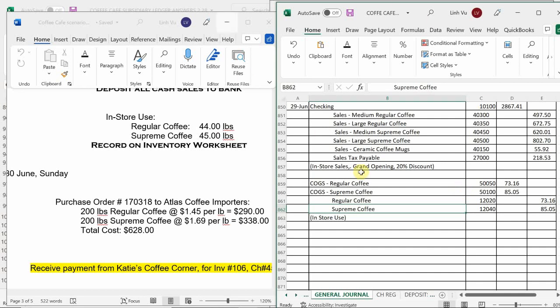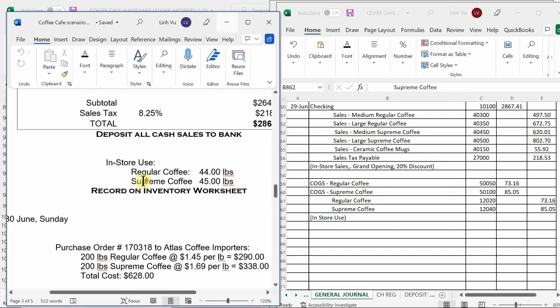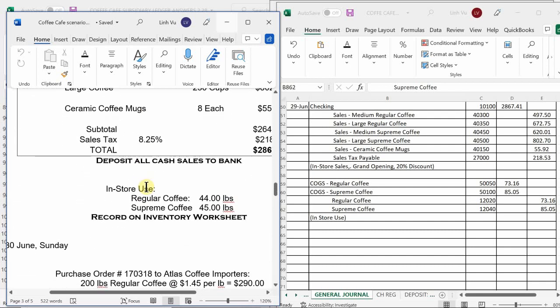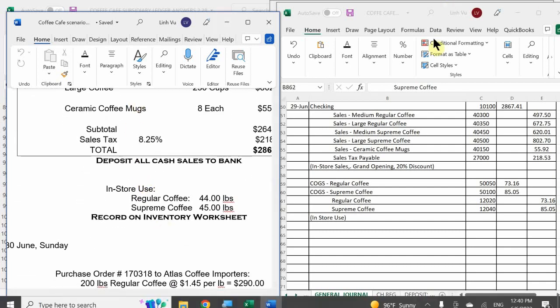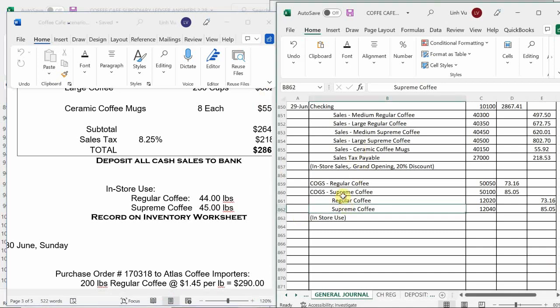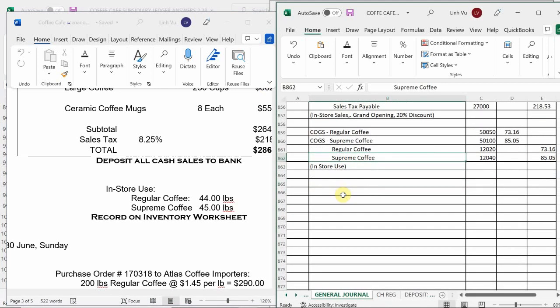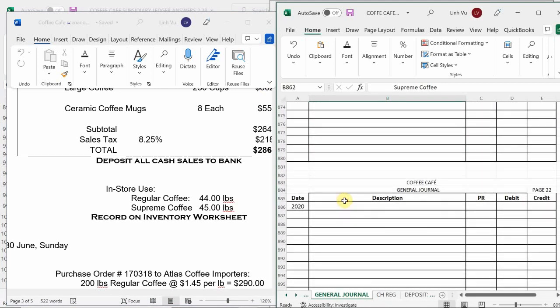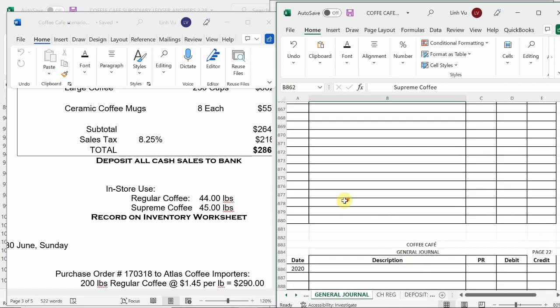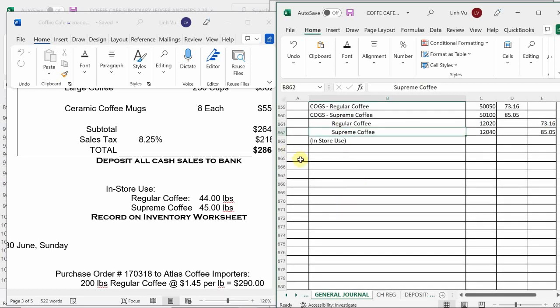This is where we last left off. We finished up June 29, we did our daily sales, we updated our inventory and so on and so forth. So now we are continuing on. We left off on page 21, so we're at the bottom of page 21. We have a few more spaces to enter our last transactions for the month.